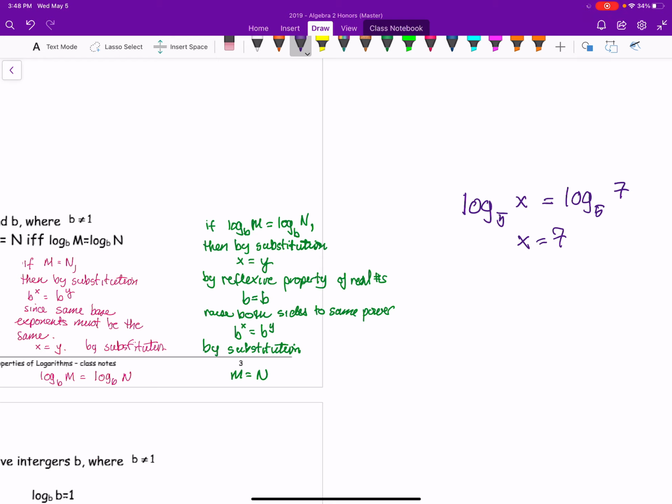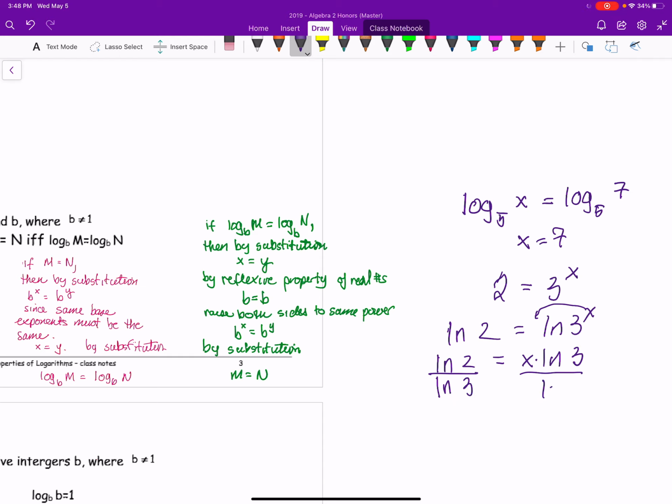Or let's say I had 2 is equal to 3 to the x. I could take the logarithm of both sides. For example, the natural log of 2 set equal to the natural log of 3 to the x. And then in that case, move the x out in front. So we have the natural log of 2 is equal to x times the natural log of 3, because of the power rule that we just proved. And then, look, I could, for example, divide both sides by the natural log of 3.